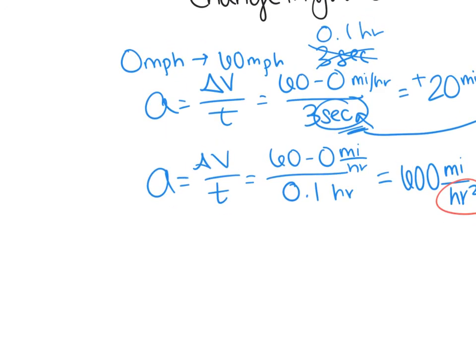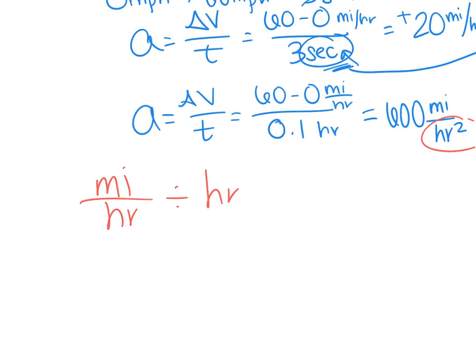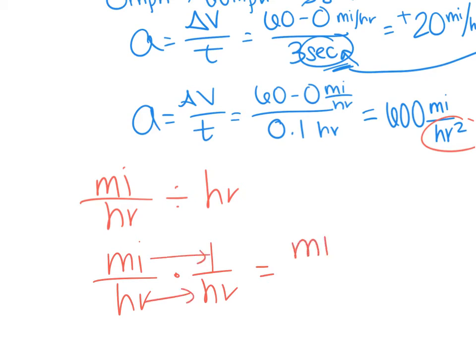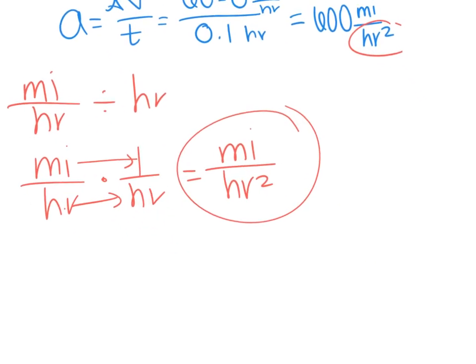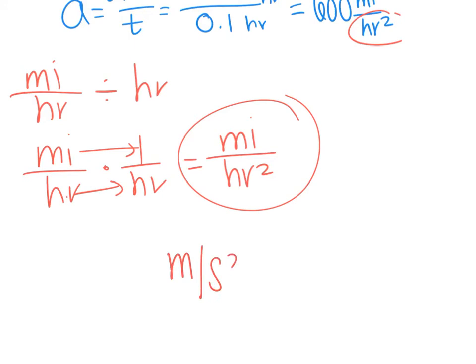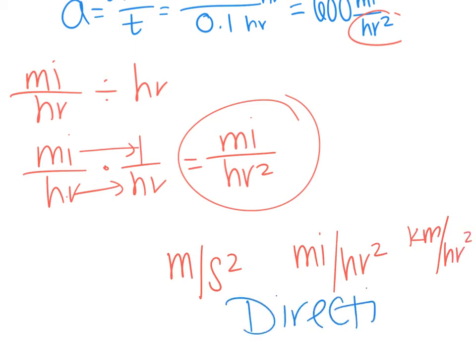Well, if you follow your units, miles per hour divided by hours, most people don't like divided by, so you multiply by the reciprocal. So miles per hour times 1 over hours. So multiply across, miles times 1 is miles, hours times hours is hours squared. So my units are always going to be something like meters per second squared, miles per hour squared, kilometers per hour squared, in addition to also having a direction, okay?